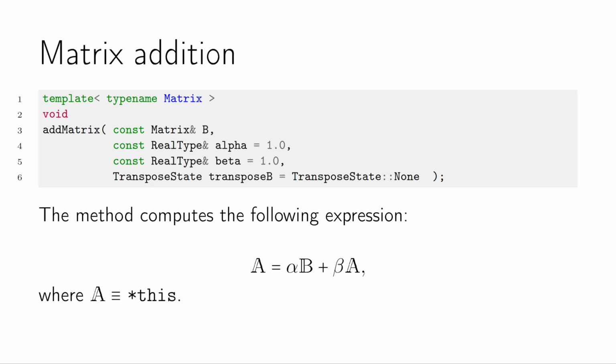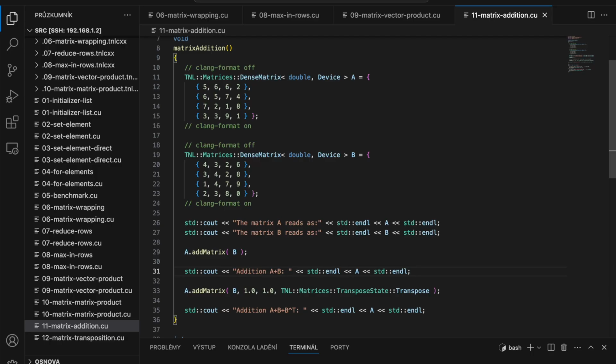Matrix addition can be performed using the addMatrix method of the dense matrix and dense matrix view classes. This method computes the expression A equals alpha B plus beta A. The parameters for this method include matrix B, coefficients alpha and beta, and a flag to specify whether matrix B should be transposed before being added. This transposition is performed on the fly without modifying matrix B itself. The code demonstrating this method is in file 11-matrixaddition.cu.